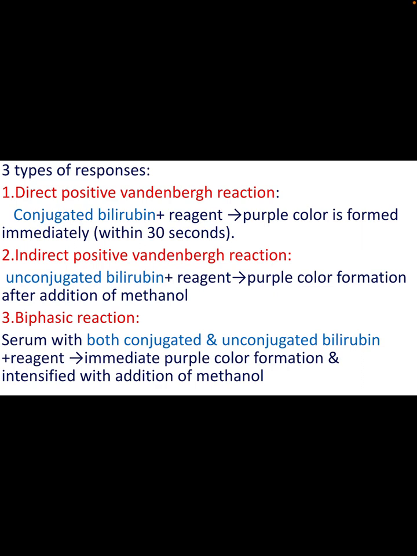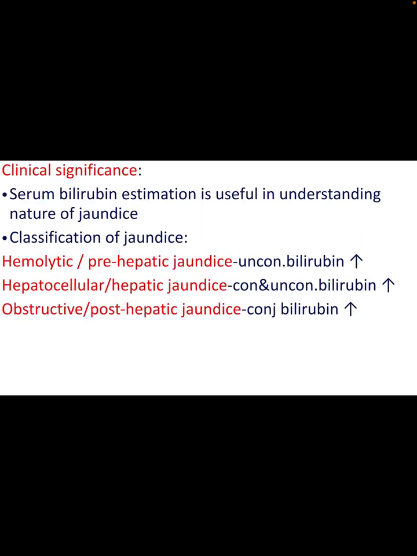And if the serum is having unconjugated bilirubin, when treated with this reagent, if the purple color formation takes place after the addition of methanol, then this response is indirect positive. Third one is, if the serum is having both conjugated and unconjugated bilirubin, when treated with this reagent, immediate purple color formation takes place and the color intensifies with the addition of methanol. It shows biphasic response. So these are the three different types of response. First one direct positive, second one indirect positive, third one biphasic.